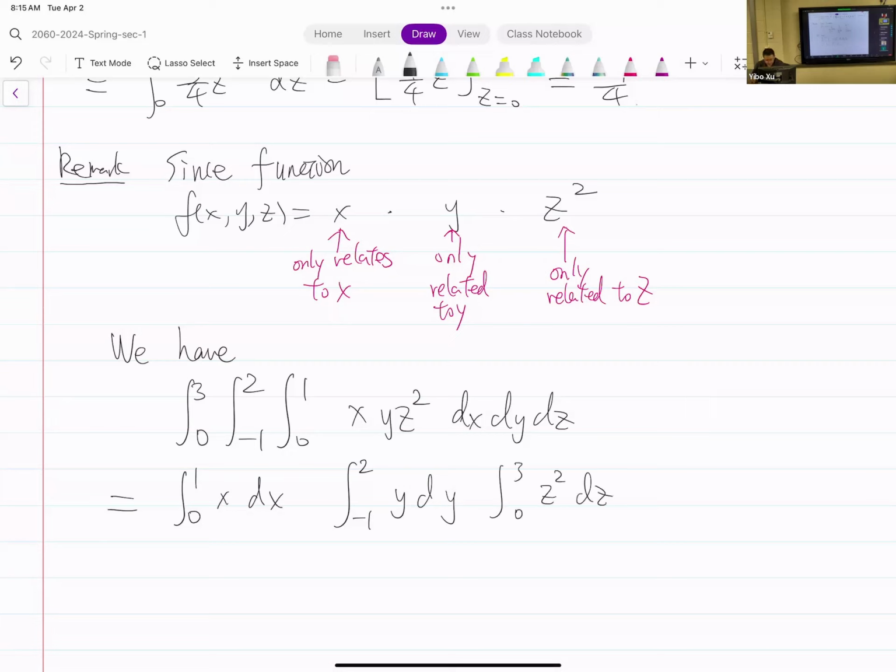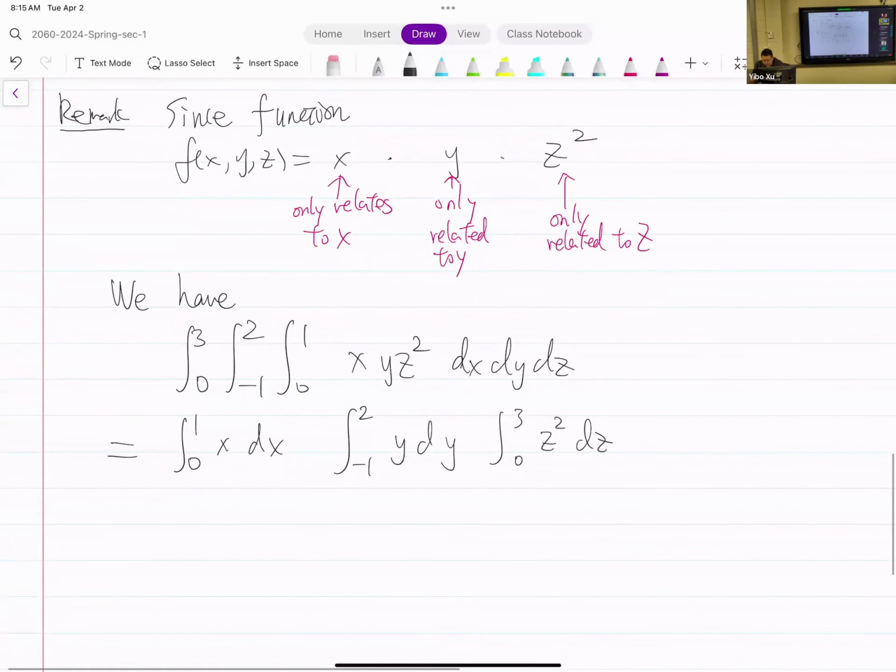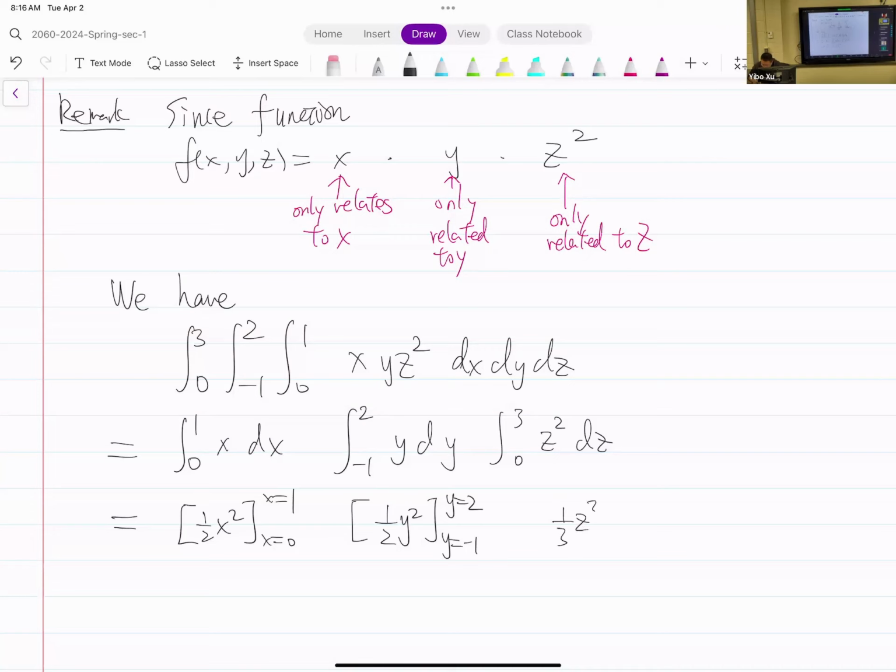Okay. And then, of course, now we split it into 3 different single integrals. So that's actually going to be simple. For x, the antiderivative is 1/2 x squared. Evaluate at x equals 0 and x equals 1, and you can see only x equals 1 matters. For y, it should be 1/2 y squared, plug in y equals -1 and y equals 2. Finally, z squared gives you 1/3 z cubed, that's the antiderivative, evaluate that from z equals 0 to 3.